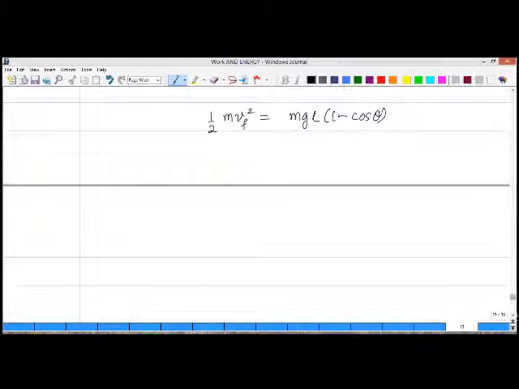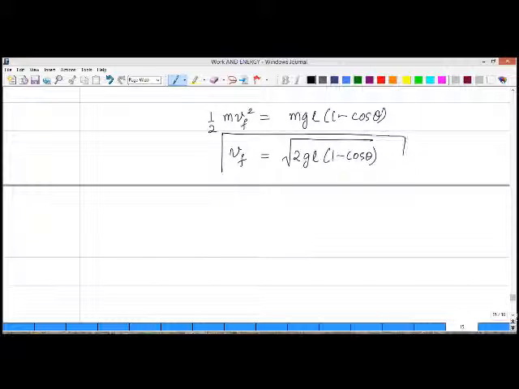And so from here, I can find vf, and vf happens to be the square root of 2 mgL, actually no, there is no m, the m's factored out, so vf is equal to the square root of 2gL times 1 minus cosine theta. Alright, we have our final velocity. That's it for this one.